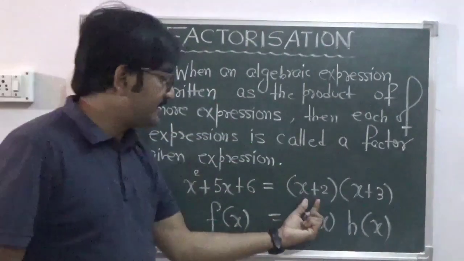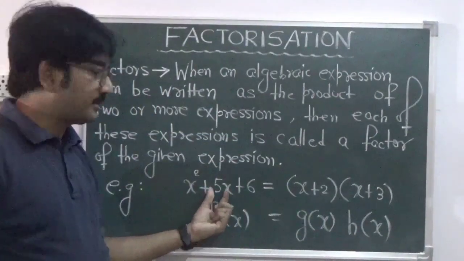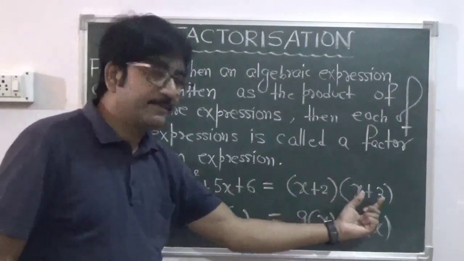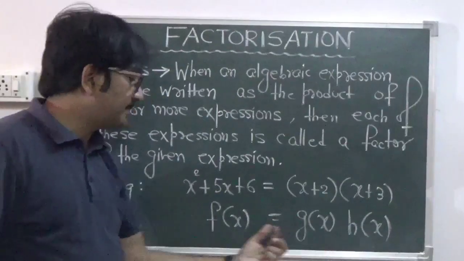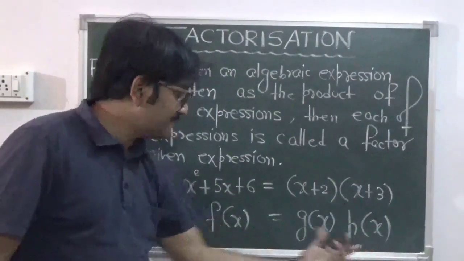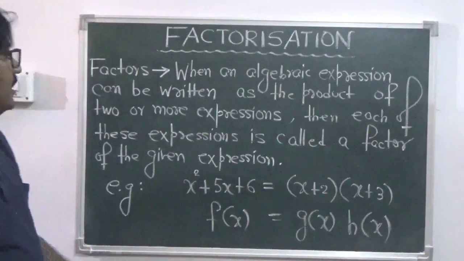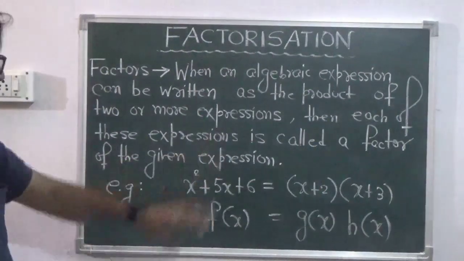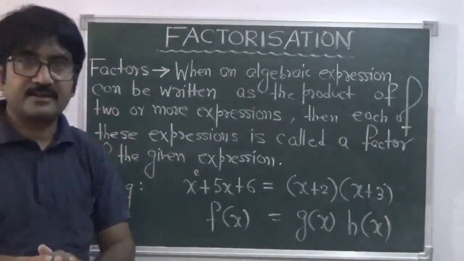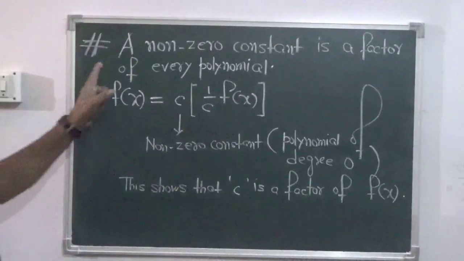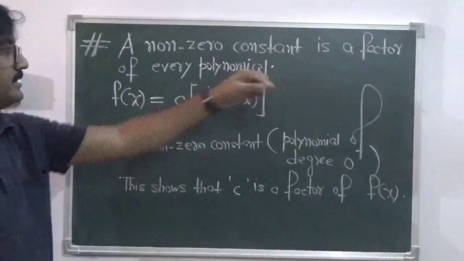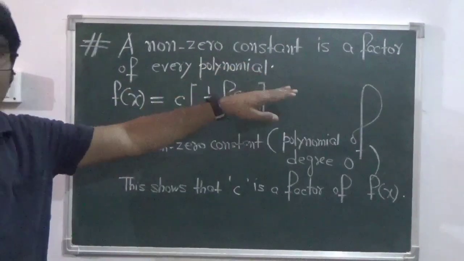That means x plus 2 is a factor of x square plus 5x plus 6, and x plus 3 is a factor of x square plus 5x plus 6. That is, g(x) is a factor of f(x) and h(x) is a factor of f(x), the given expression. So this is the definition of factors. Now let us see this particular point. A non-zero constant is a factor of every polynomial.